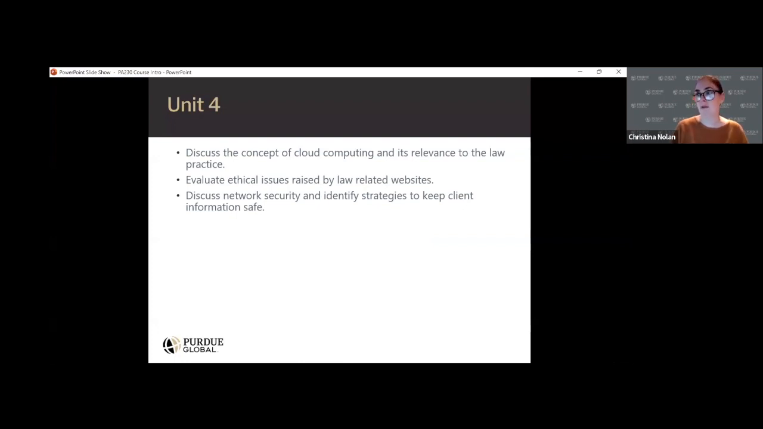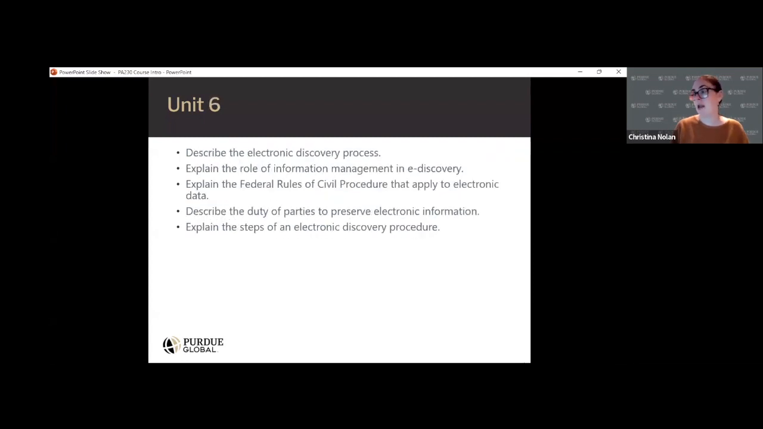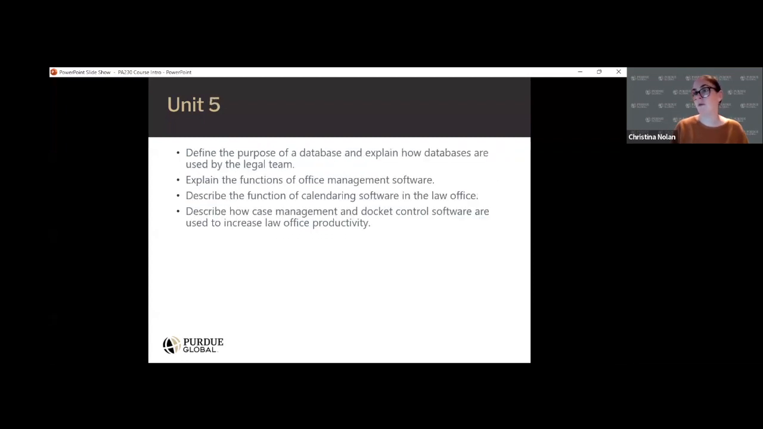Unit 4 looks at cloud computing. And then again, ethical issues raised by law-related websites. Sometimes you'll be researching something and there's a little pop-up. Hey, can I give you legal advice? Is that okay? AI might actually be added to this unit, depending on any developments that are occurring at the present time you take the class. They're talking about using AI chatbots. That even complicates things further. We're going to also focus on network security and how to keep client information safe in Unit 4.